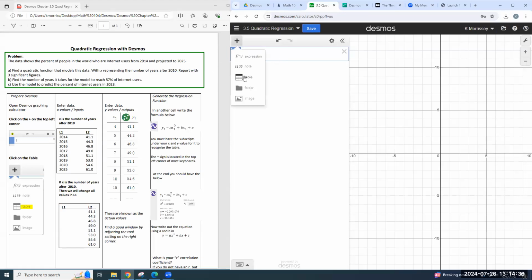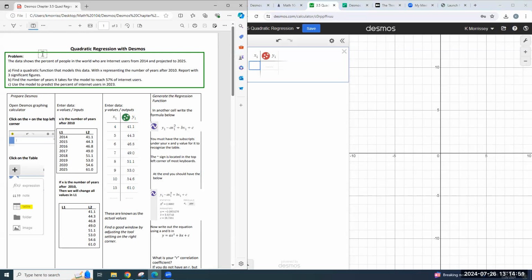So up here, we're going to click on the table, and then we're going to enter in your X values. Now, keep in mind, it does tell us that X is the number of years after 2010, which means we have to change all of these values to represent those that follow after. So if X is equal to 0 for the year 2010, then what does that mean for the year 2014? Well, we can take 2014 minus 2010, and that will equal 4 when X is equal to 4. So that is just the difference between those two values.